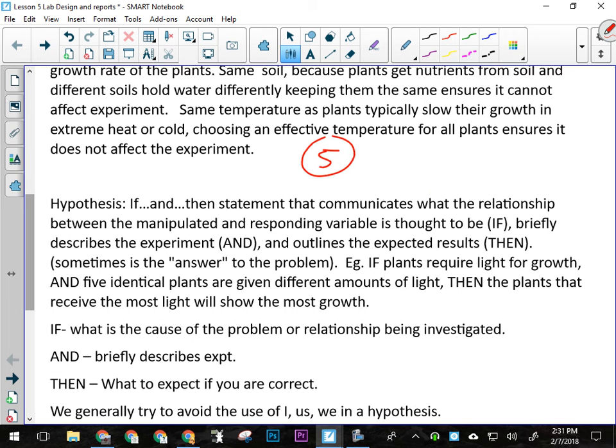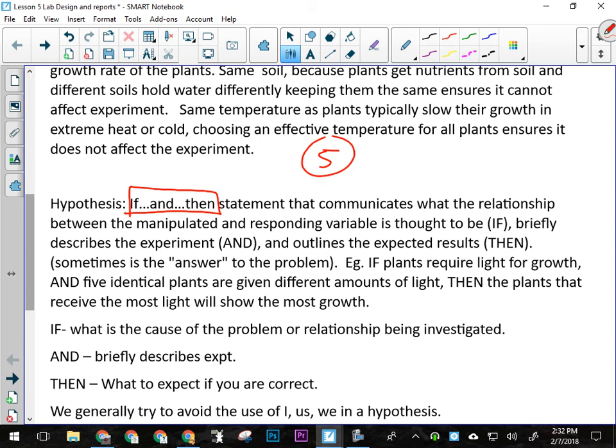The next thing that you have to have is what we call a hypothesis. A hypothesis is a hypothetical statement about your problem. So the problem I'm investigating is what's the effect of light on plant growth, so my hypothesis needs to tell me what I think that is. A hypothesis always includes these 3 words: if, and, then. That way it can be a hypothetical statement.